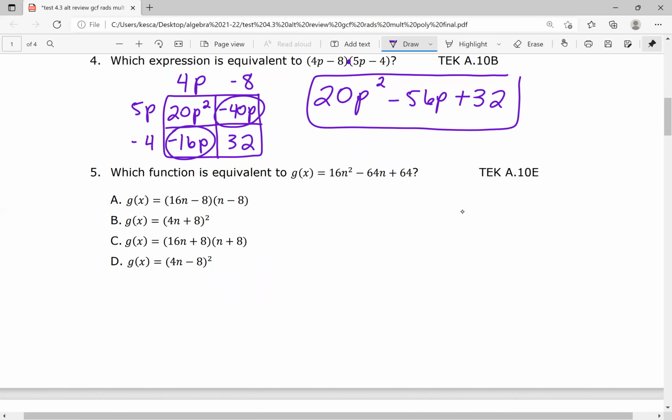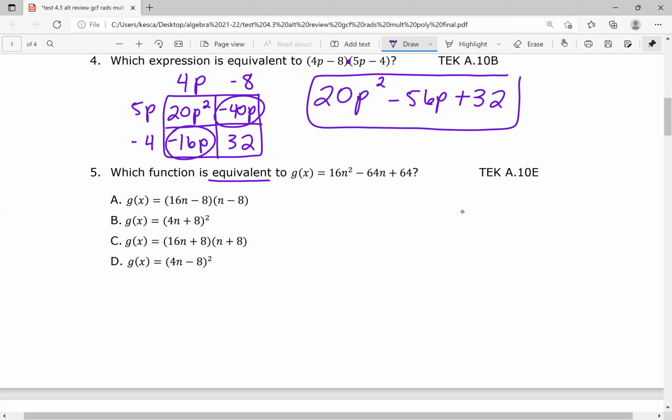Which function is equivalent to g of x equals 16n squared minus 64n plus 64? Well, I don't know what to do with that there, but I do know what I can do with these answer choices, and I know that they're equivalent. So if I multiply these guys out, I should get this, right? And that's exactly what we're going to do. So what I need you to do, look at first, is kind of check and see. Look at anything here, see if you could eliminate.